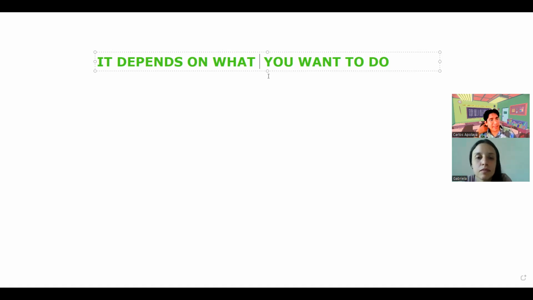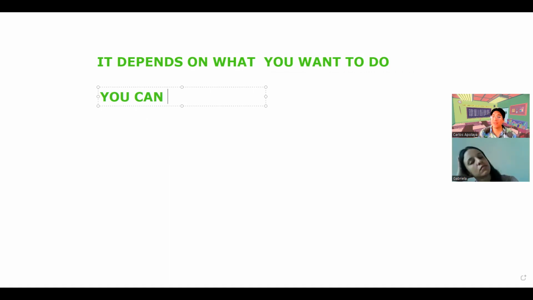Siguiente, dijiste, it depends on what you want to do. If you need money, you should take up a new job. Hasta ahí estuvo perfecto. Now, if you have a degree, you can find a great job. Recuerda que el can no lleva el to. You can. Hasta ahora vas bien. Solamente que hubo errores de gramática.